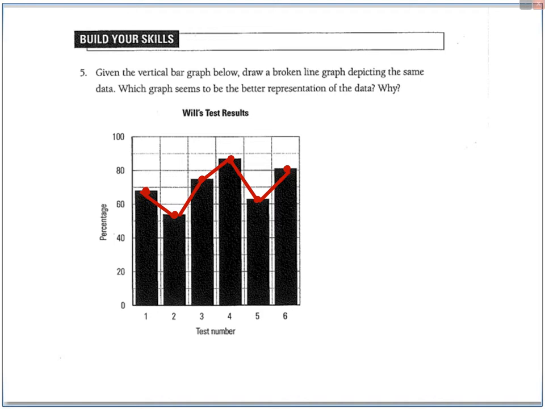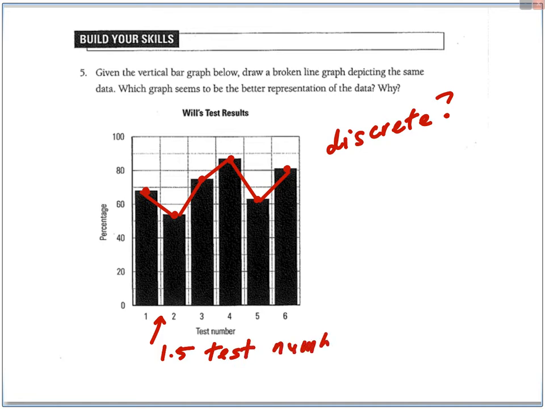I will say this, though. You have to make a decision on whether the data is discrete. Is the data discrete? Can you have, like, 1.5 test number? Is that possible? Or is it test 1, test 2? You can't have half a test, right? Yeah, it doesn't make any sense. This is unit test 1, unit test 2, and so on. So there's no in between. Okay, so jot that in.